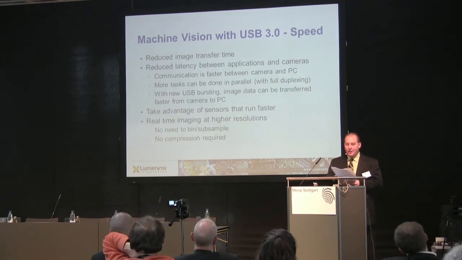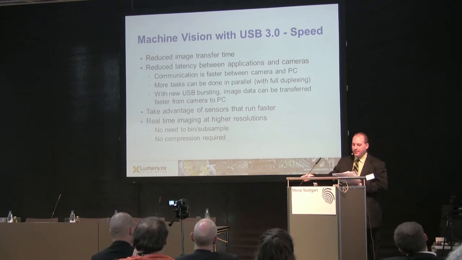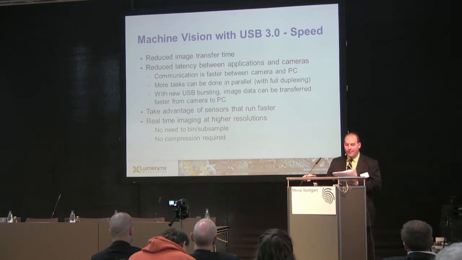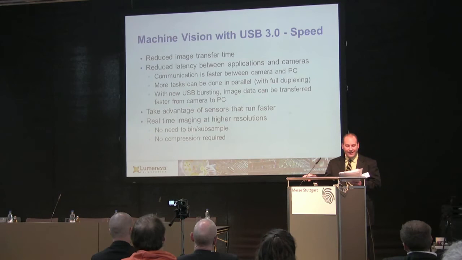With higher image transfer speeds that will be available with USB 3, latency between image capture and image delivery to applications will be greatly reduced. Communication times between applications and cameras will be dramatically quicker, allowing for more real-time control of events and camera settings. With the introduction of full duplexing and bursting, more tasks can be done in parallel, allowing for faster responses to camera setting changes and quicker image delivery.